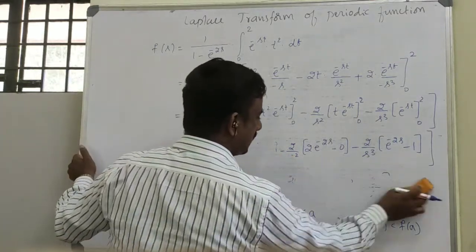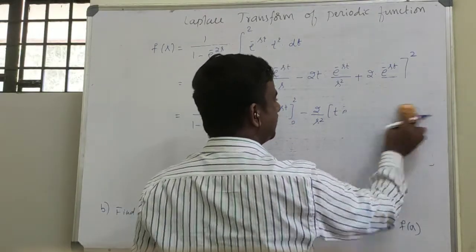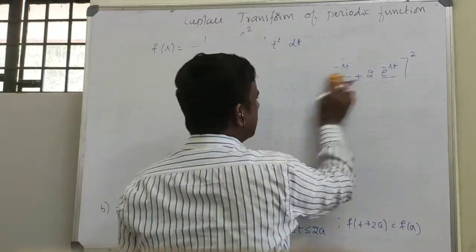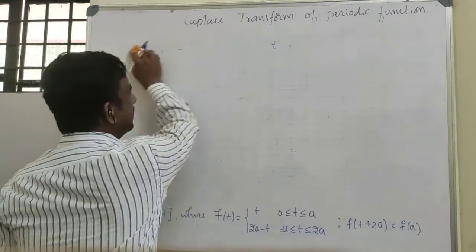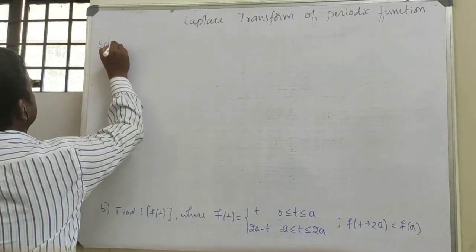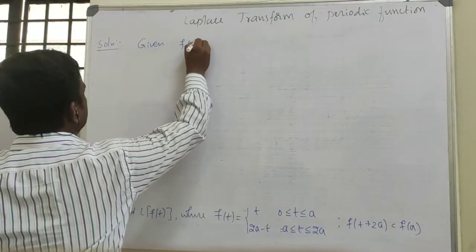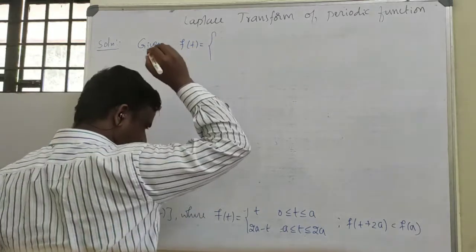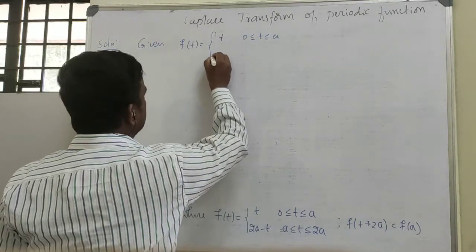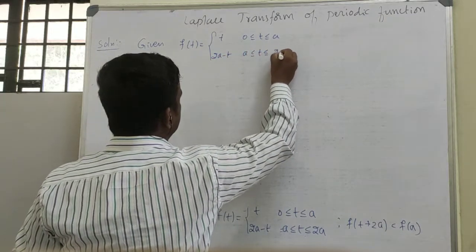So as usual, compare this with f of x plus T equal to f of x, then identify what is capital T, the period of the given function. So identifying that, we can apply the formula easily. Solution: given f of t equal to t if 0 less than or equal to t less than or equal to a, and 2a minus t if a less than or equal to t less than or equal to 2a.